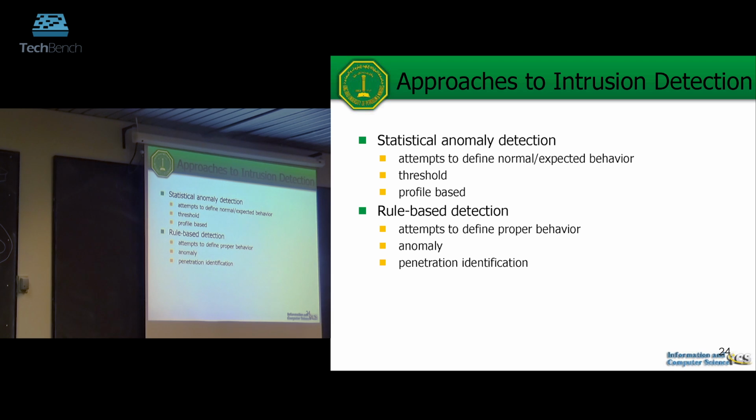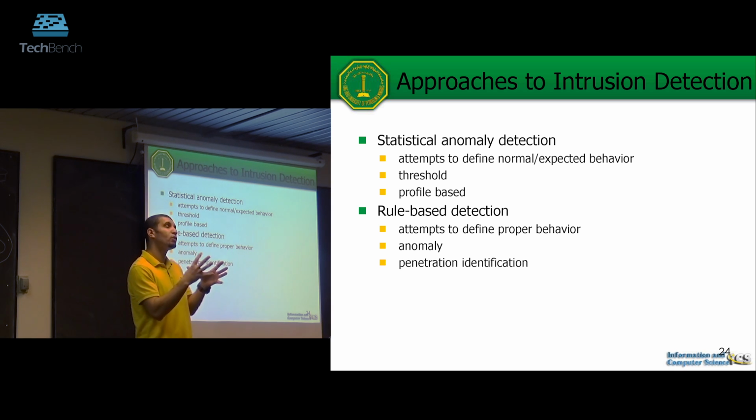Now there are two types of intrusion detection: statistical anomaly detection and rule-based detection. Here there are a lot of descriptions, but to summarize what this slide is saying: in order to detect intrusions, you can do it in two different ways.